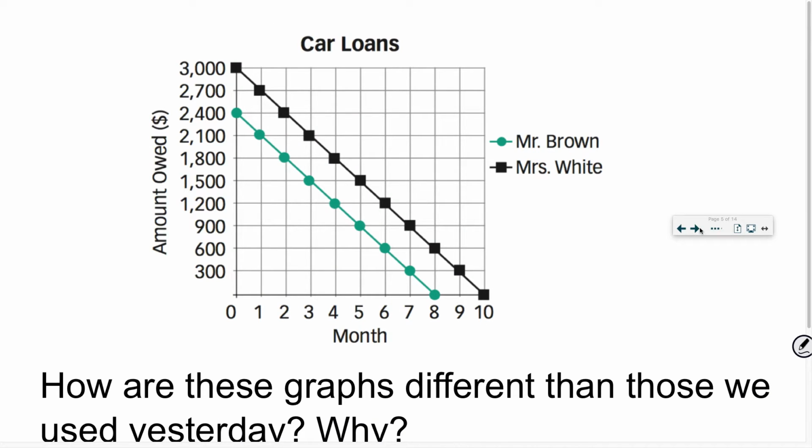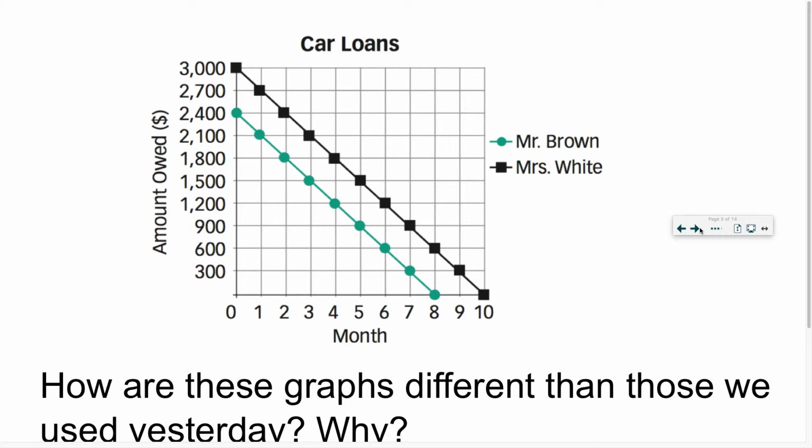Now this is a graph that has both Mr. Brown's and Mrs. White's payment plans on it. These are their car loans. How are the graphs different from what we did yesterday? Yesterday we did the diameter of the trees over time, where we studied the scientists. How are those graphs different from the graphs of the car loans? Since we're paying 300 each and every month, it's decreasing, and the one we did yesterday increased since the tree was growing. Yes, this rate of change is going down.